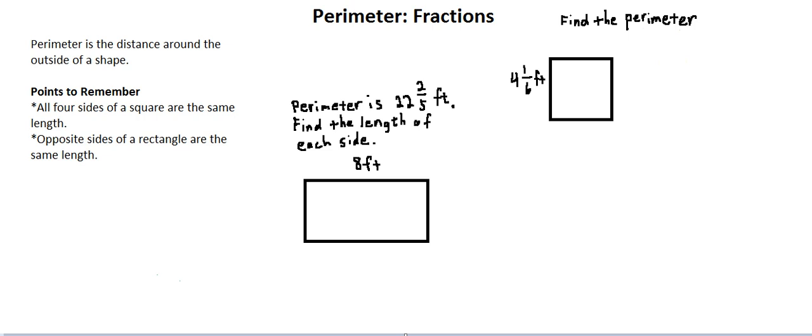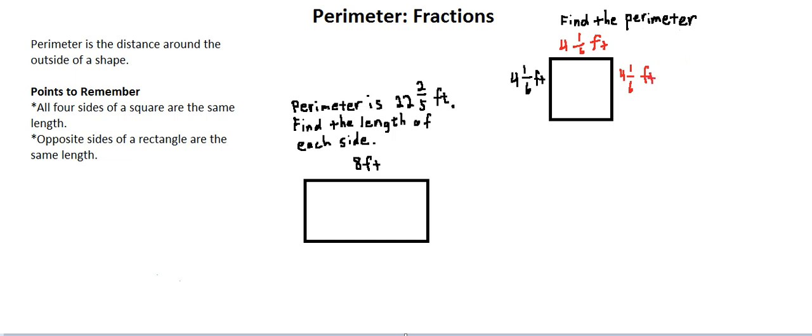Alright, here we're going to work again with a perimeter, and this time there's fractions involved. So if you notice here, I need to find the perimeter of this square. And I'm given that one side is 4 and 1/6 feet. So that means I know that each side is going to be 4 and 1/6 feet long.